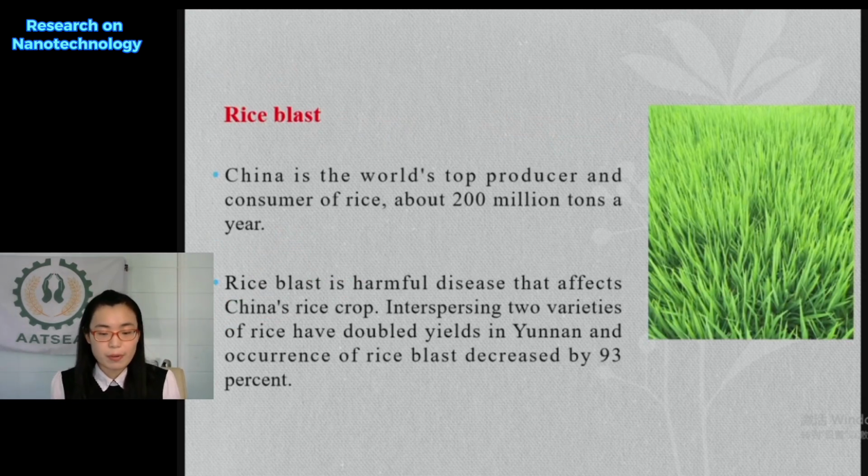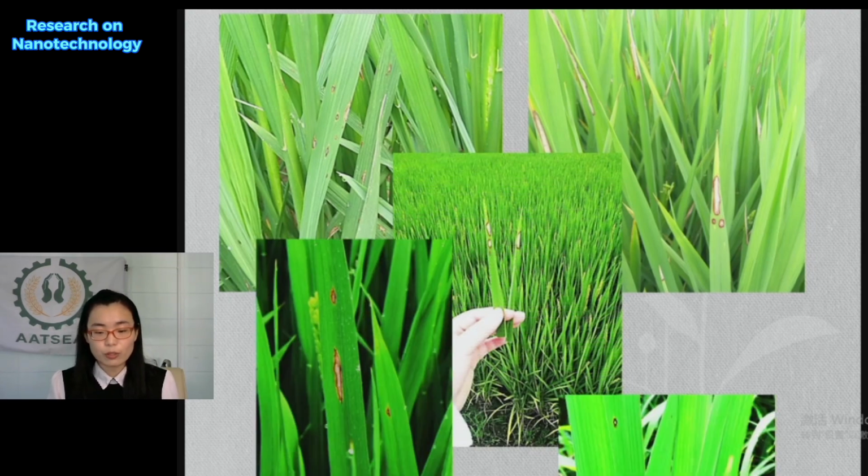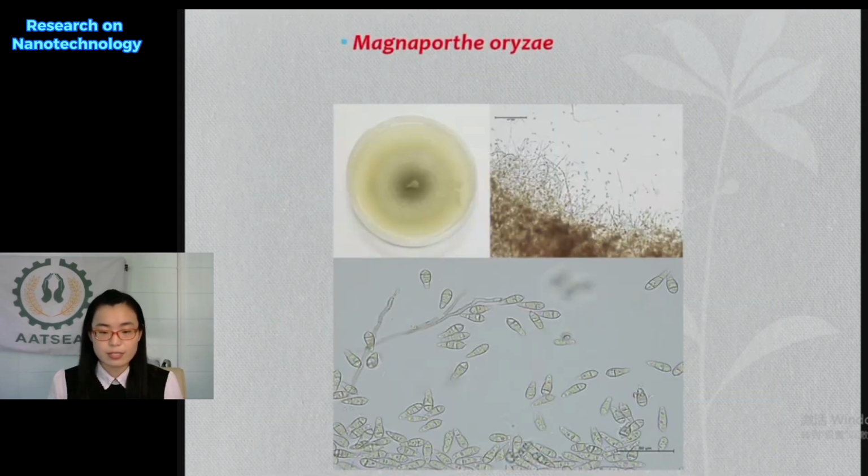Because for rice blast, China is the world's top producer and consumer of rice, and also in Asia it is the main food of humans. But rice blast is a harmful disease that can affect the rice crop. Even in Vietnam, rice blast disease decreased the yield by as much as 93%. And you can see the photo of rice blast disease.